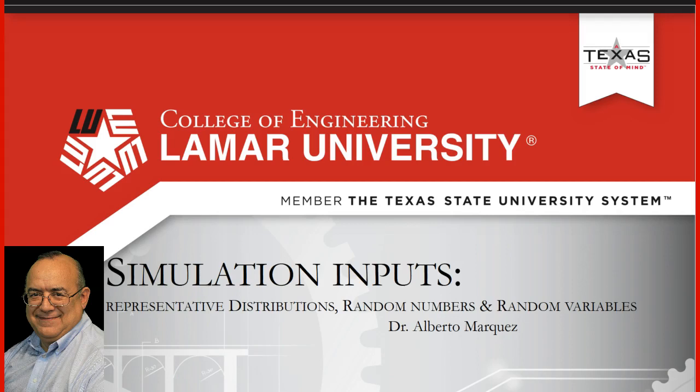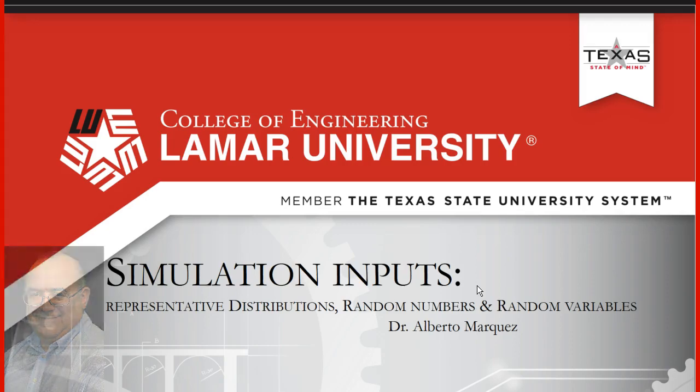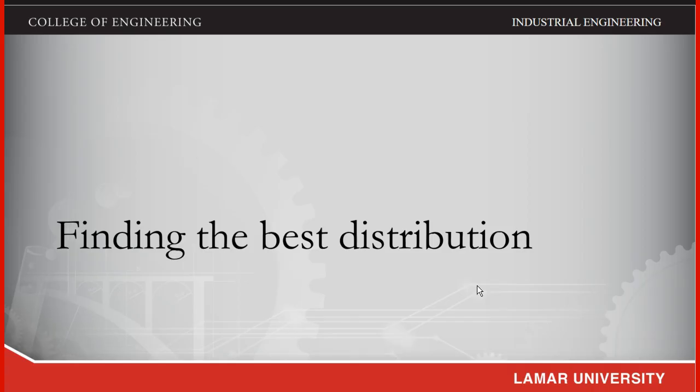In this video we will talk about the simulation inputs, and we will start with how to figure out representative distributions, and we will continue discussing how to generate random numbers, and finally how we transform the random numbers into the random variables that follow the representative distributions that we want. So first, let's talk about finding the best distribution.